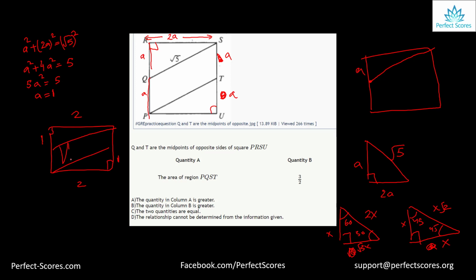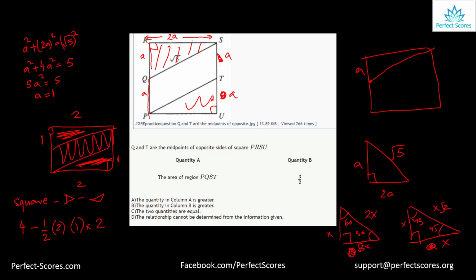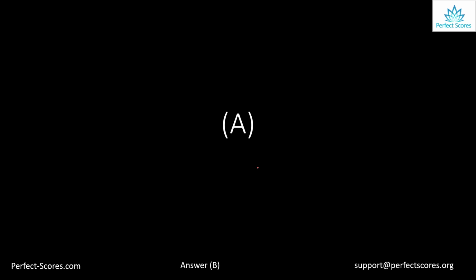Now, for me to get the area of this parallelogram, I can get the area of the whole square, and then subtract two triangles out of it, right? So what is the area of the whole square? The area of the whole square is 4, which is 2 into 2, minus the area of this triangle. What is the area of the triangle? Half times base times height, and then multiplied by 2, because I have another one just like that. So then this becomes 4 minus 2, which becomes 2. So this is 2, and this is 1.5. So quantity A is greater than quantity B.